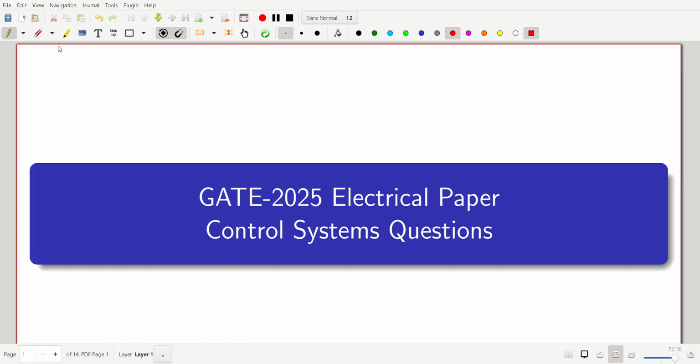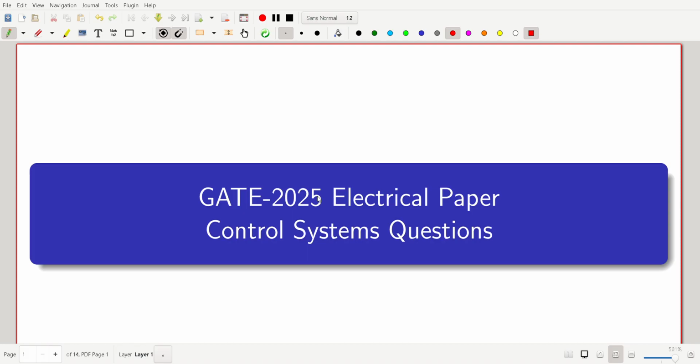We will solve previous year GATE questions of control systems. This series is really going to help those who are preparing for GATE exams like electrical, EC, and instrumentation. So in this video we will solve one question, and we will also try to explore the related topics and concepts required to solve this question.